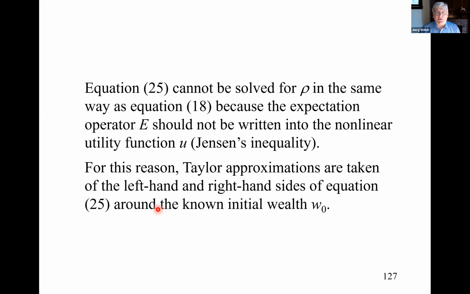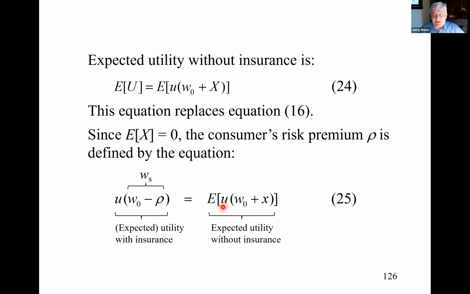You see, you cannot solve it for rho in the same way as equation 18, because the expectation operator, you should not write it into the nonlinear function u. That's because of Jensen's inequality, which is a topic that's also discussed in statistics classes. So you cannot write the E in here. You cannot write u of E. That would be wrong. That would be an error.